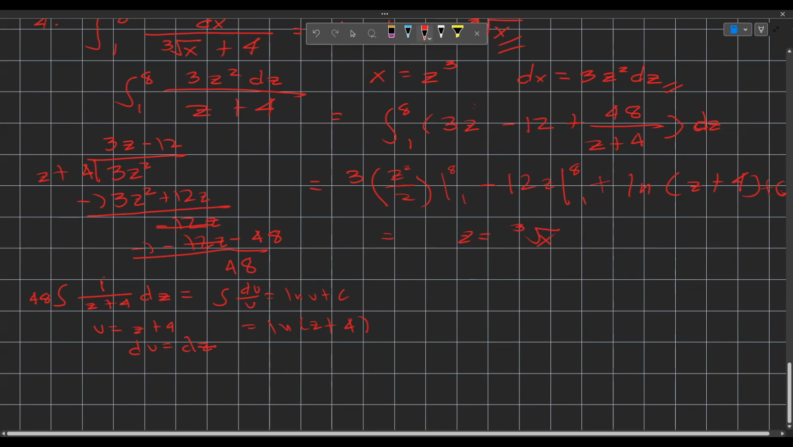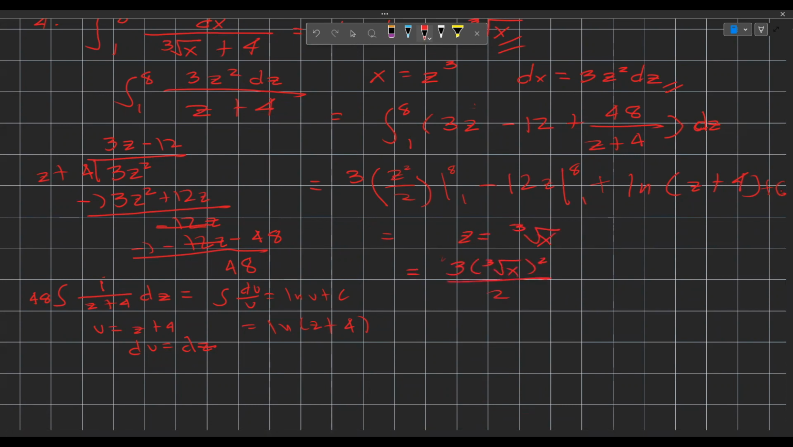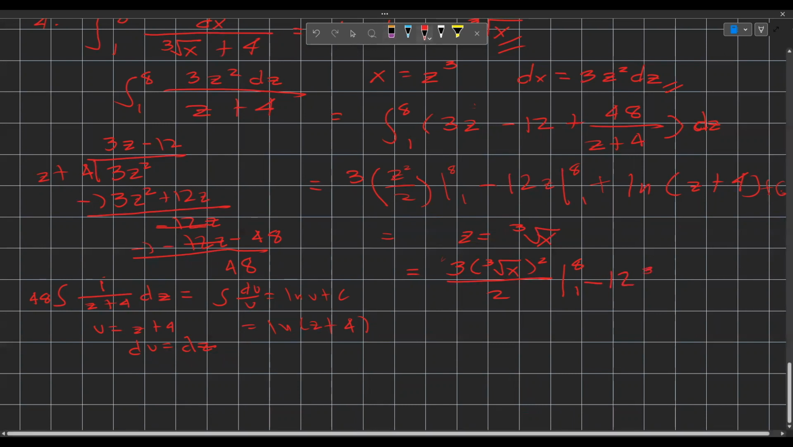So we can just substitute it here. We have 3 times the cube root of x squared over 2, from 8 to 1, plus 12 times the cube root of x, from 8 to 1. Then I'll write down here the ln of the cube root of x plus 4, from 8 to 1.